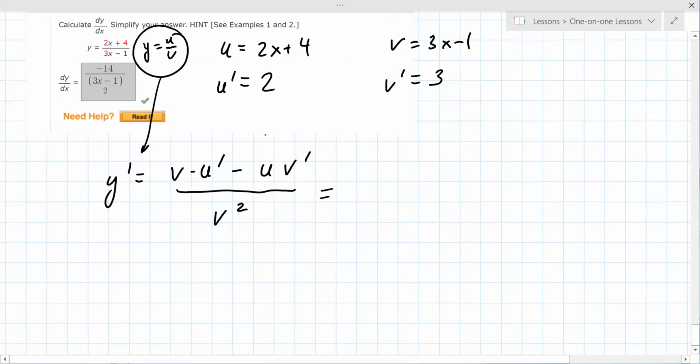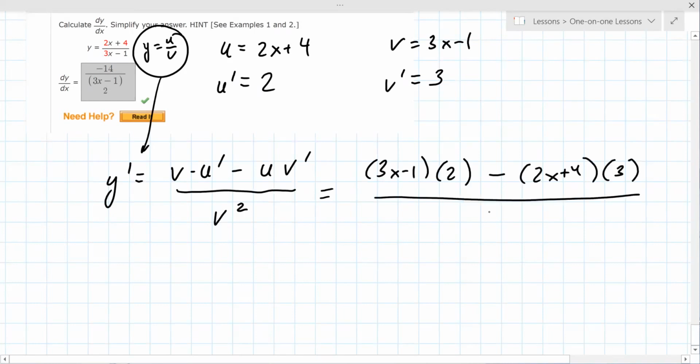So we're just grabbing values. So v is this 3x minus 1. It's right there. U prime is 2 minus u, which is 2x plus 4. V prime is 3 all over 3x minus 1 squared.